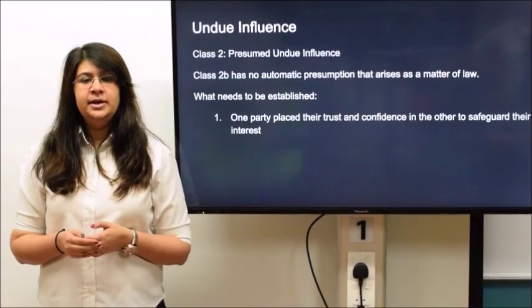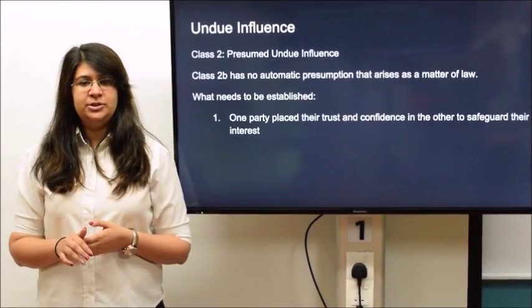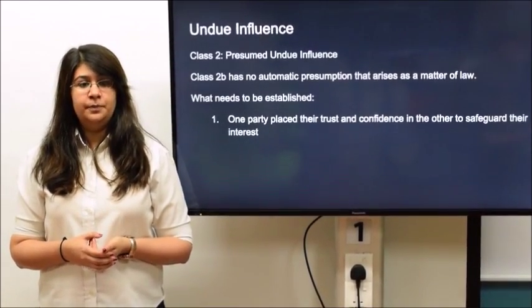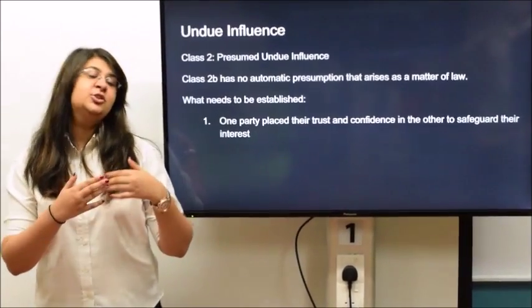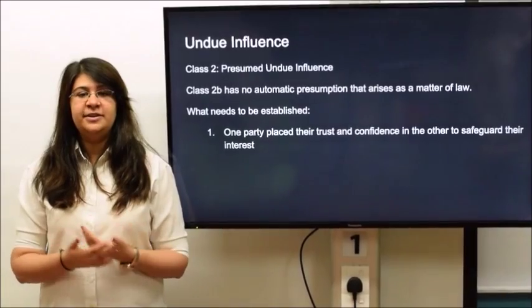In class 2B, there's no automatic presumption that arises as a matter of law. The only thing that needs to be established is that one party placed their trust and confidence in the other to safeguard their interests.